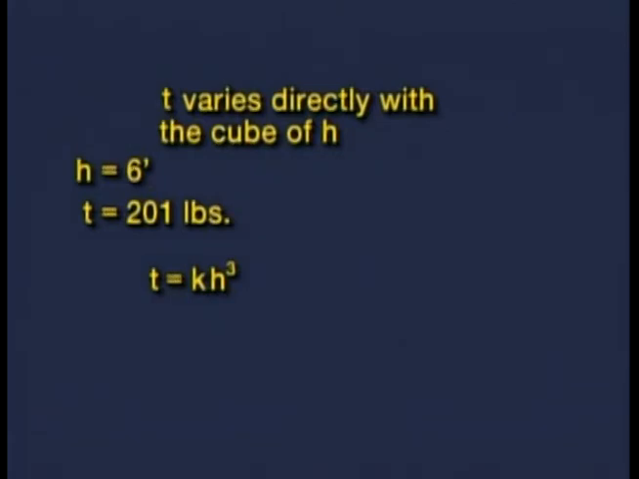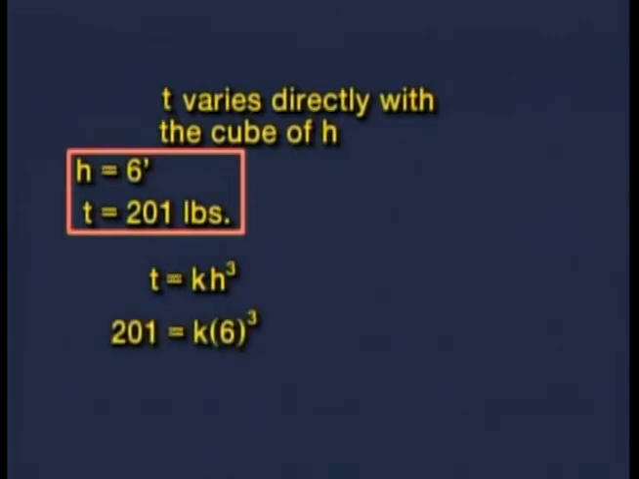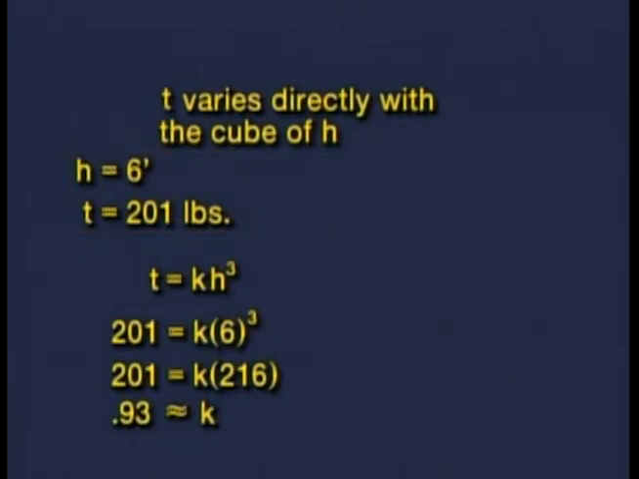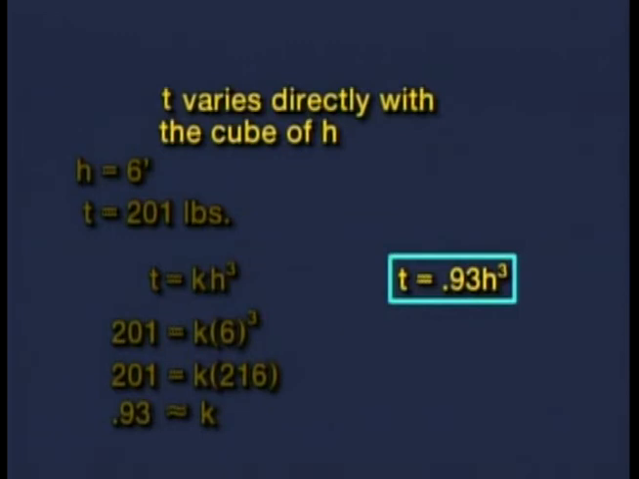To solve for k, we'll substitute what we know about one threshold weight. A 6-foot man has a threshold weight of 201 pounds. Substitute 6 for h and 201 for t. 6 cubed is 216. 201 divided by 216 is approximately 0.93. Now substitute 0.93 for k in the general formula. The specific formula is threshold weight equals 0.93 times height cubed.